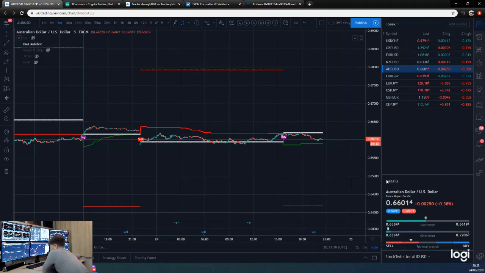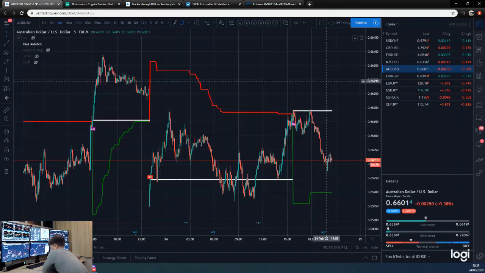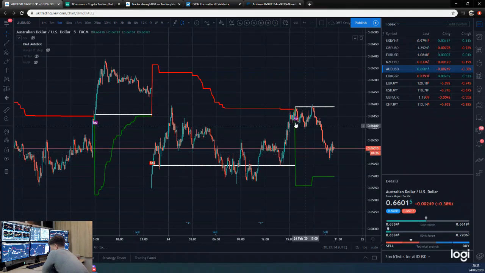Aussie dollar, US dollar. So we had a buy. So you could be staggering your orders in. So you may be losing. This may be a losing trade. We don't know, but we are still in a bullish setup here.